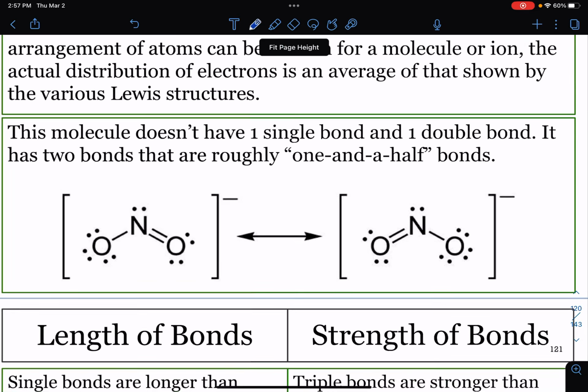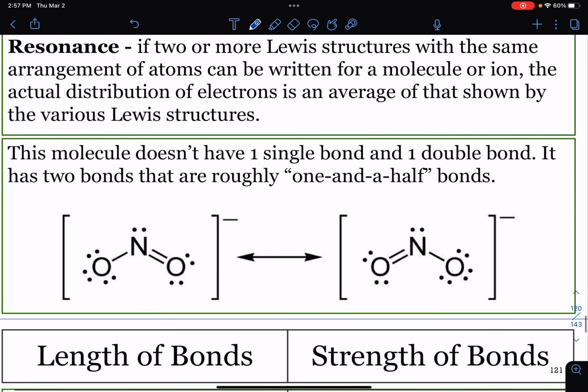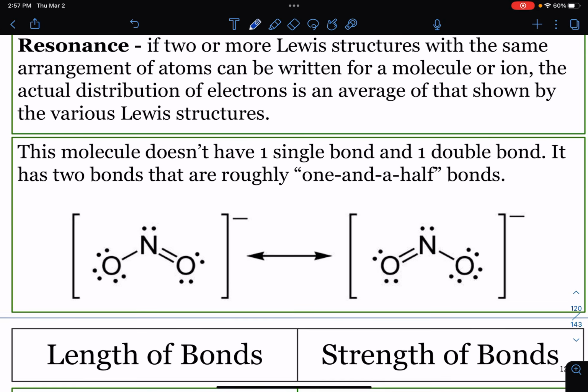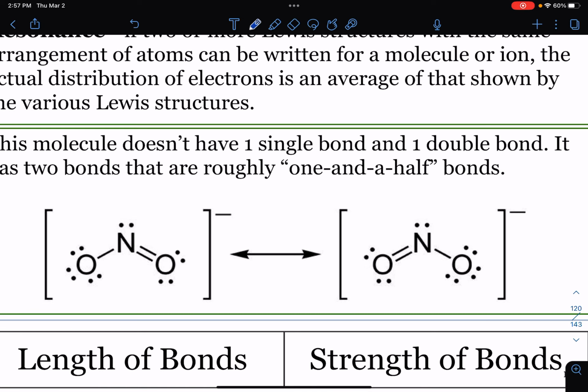So the model for Lewis structures kind of falls apart here, which is why we have to draw it twice to show the 1.5 rather than one single and one double.